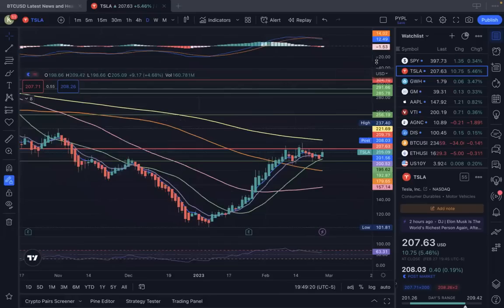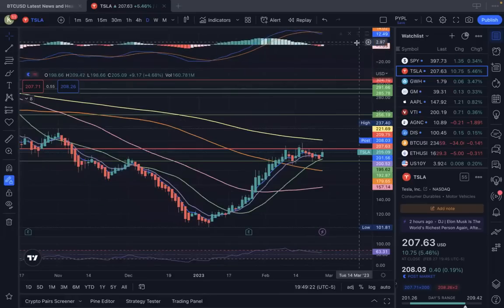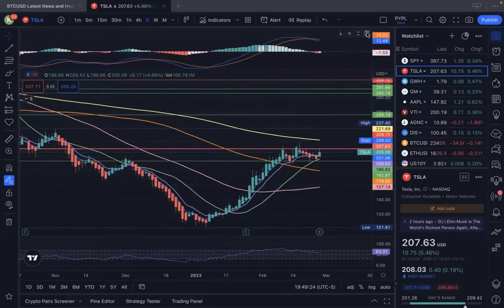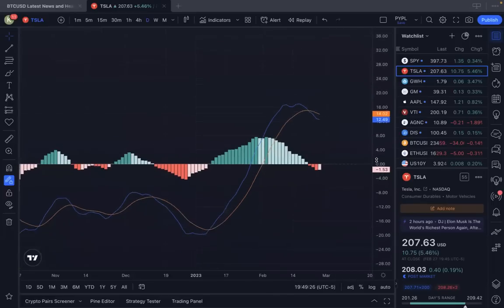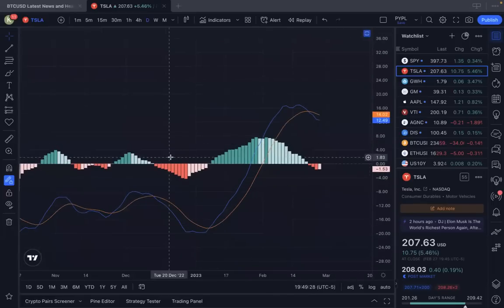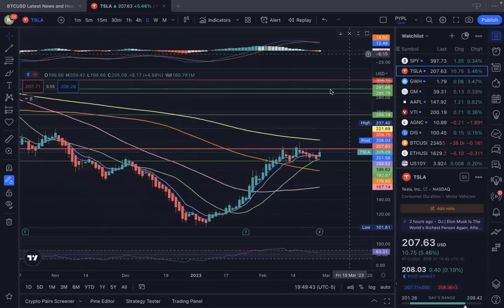Same with the MACD. What is the MACD saying? The MACD is saying that, hold on now. It's saying that, yep, we already covered this, seems like the volume's lightening up with the downtrend, so it might turn around and go up to that 221 for sure.